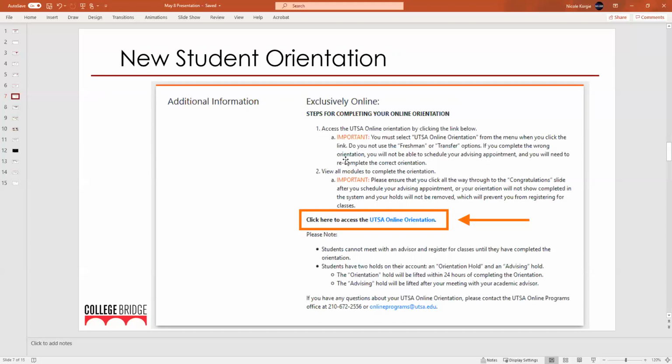This is just an example, all right, from another college. It says click here to access online orientation. But you want to make sure that you are aware of when your orientation is. Most colleges offer multiple dates of when you can attend. So you will probably have some choices as to when you want to do this. We're going to come back to orientation later on in this presentation.